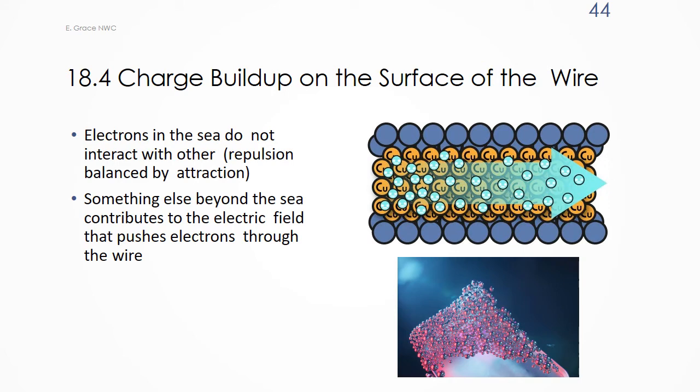So what if there's charge buildup on the surface of the wire? Remember, charge buildup is different than charged. So electrons in the sea don't interact with each other because the repulsion is balanced out by attraction. So something else beyond the sea contributes to the electric field that pushes the electrons through the wire. So let's think a little bit more about our bendy wire where we looked at the field.